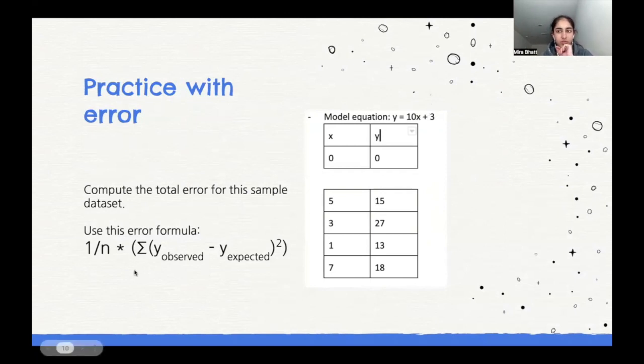And then here's an error formula that we can use to calculate the error over this entire data set, where it's 1 over the number of points times the sum of the difference between the observed points, so these data values, and the expected value, so the y value generated from this model equation, squared. So you can think about how you might calculate that, either by hand or using Python. I'm going to go over how to do it in Python really quick, because this is a calculation that comes up very frequently. So let's go do that.